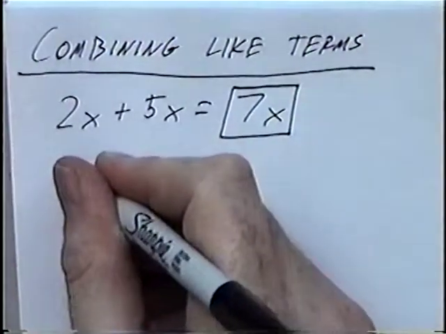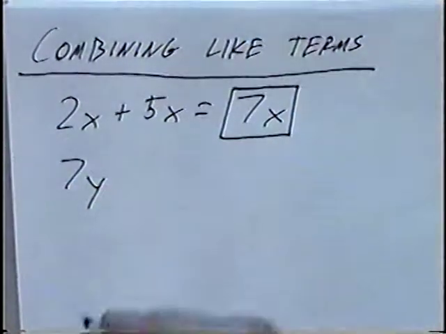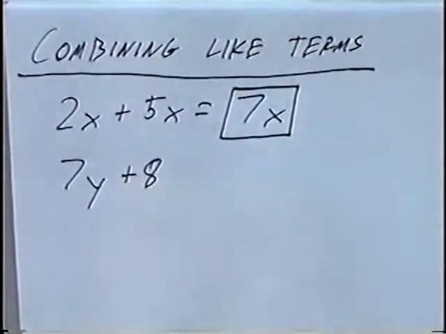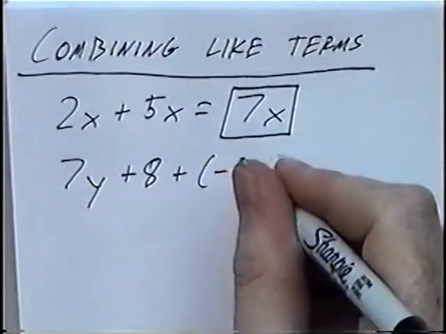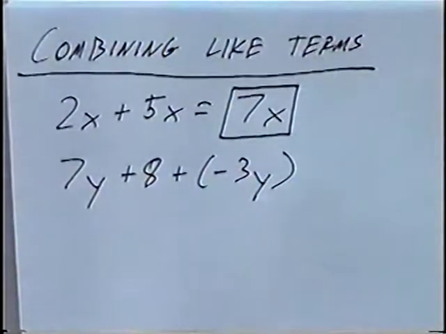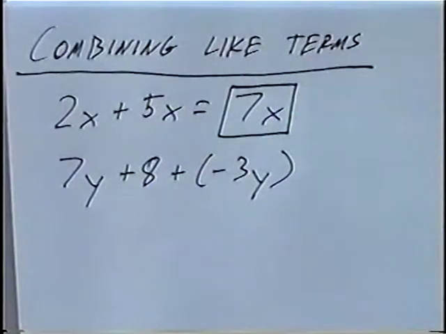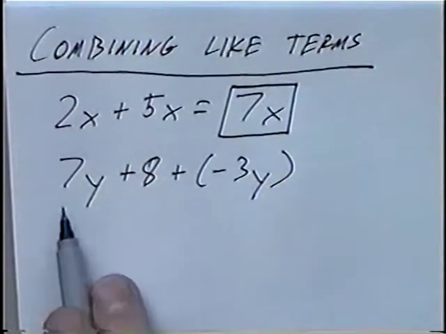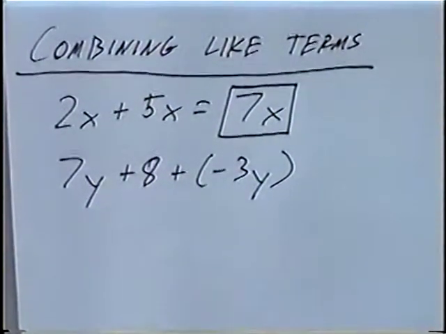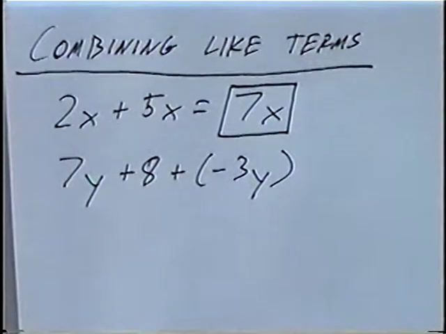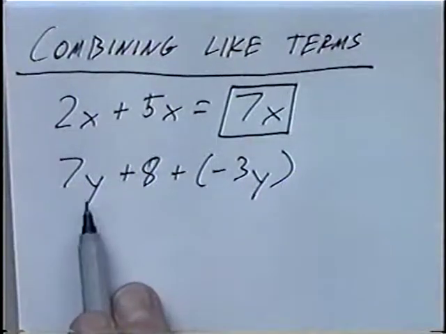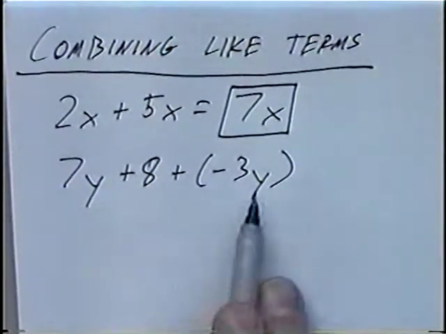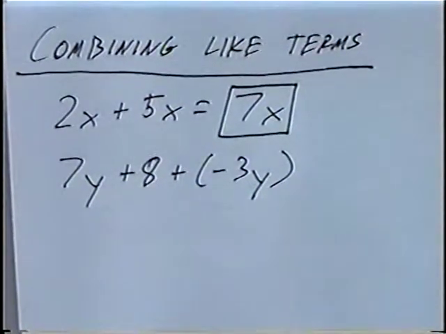Second question is 7y plus 8 plus, in parentheses, a negative 3y. In this problem we have 3 numbers. 2 of the numbers have like terms. Like terms again have the same variable with the same exponent. So in this case we can combine the y's together.